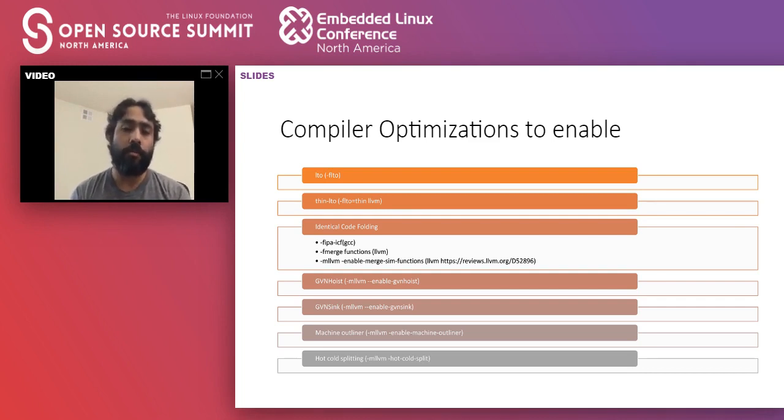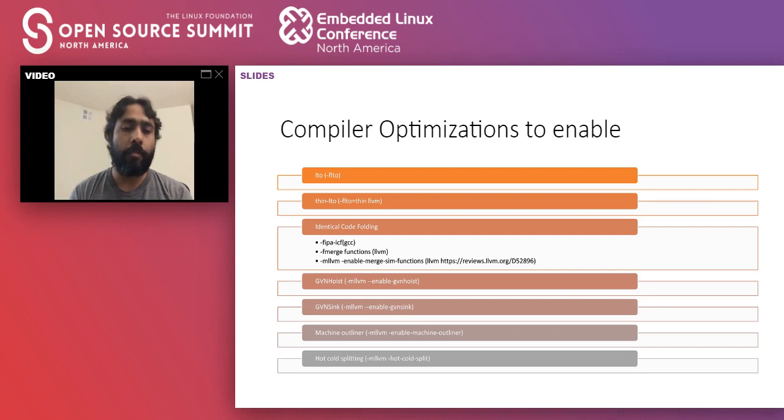I implemented this optimization a few years ago in LLVM. It is not enabled by default, but if you use the flag -mllvm -enable-gvn-hoist, you can get the advantage of GVN hoist code size optimization. It is not a very aggressive optimization like others, but it may give you 1 or 2% code size reduction.